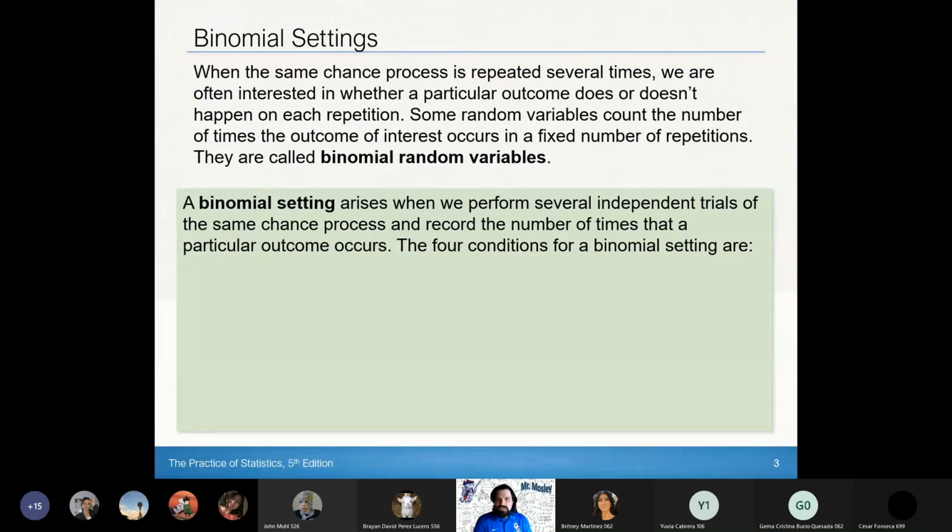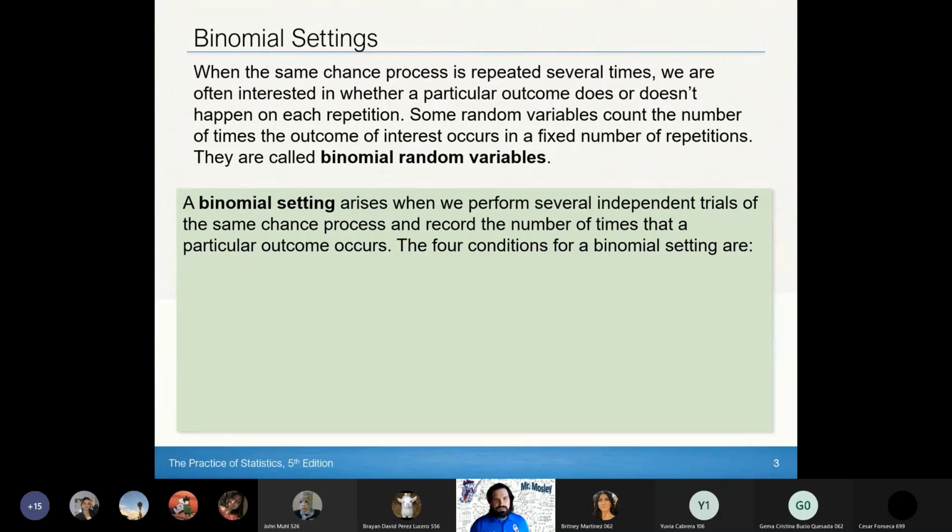When the same chance process is repeated several times, we are often interested in whether a particular outcome does or doesn't happen on each repetition. Some random variables count the number of times the outcome of interest occurs in a fixed number of repetitions. They are called binomial random variables.